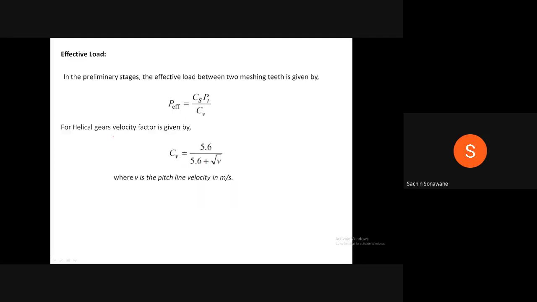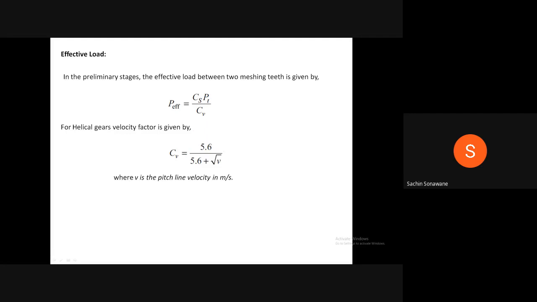Now, last point, that is last theory. Afterwards, another theory is there, but for the problem, whatever we are going to see, for that, this theory may be the last. Effective load between the two helical gears. In the preliminary stages, the effective load between the two meshing teeth is given by P effective is equal to Cs Pt upon Cv. For helical gears, velocity factor Cv is equal to 5.6 divided by 5.6 plus root V.